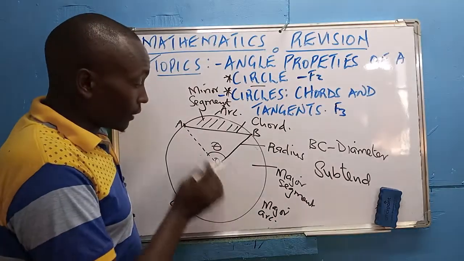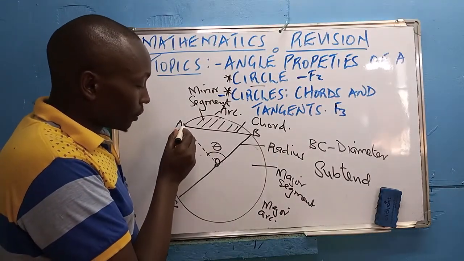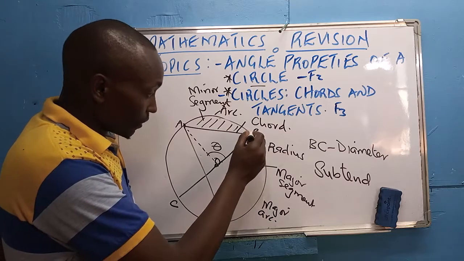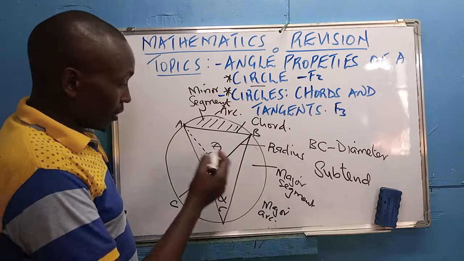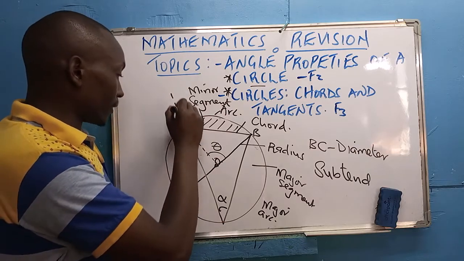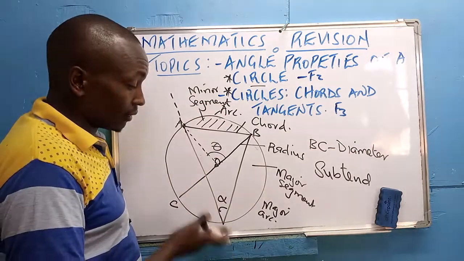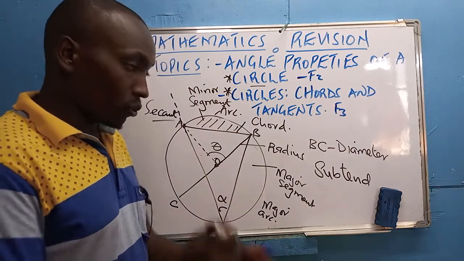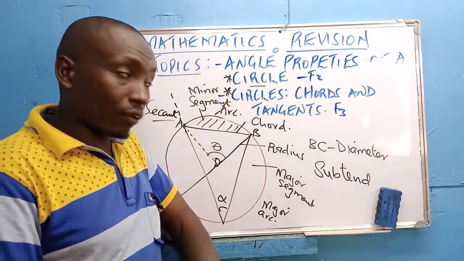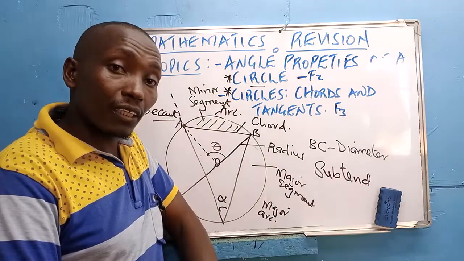It can as well subtend an angle at the circumference, maybe alpha. If I have a chord that extends, that is called a secant. There are a number of things you need to know about the circle, but those are not of interest for this session.